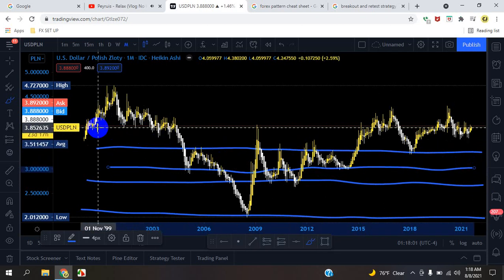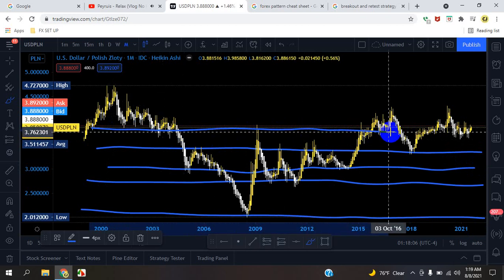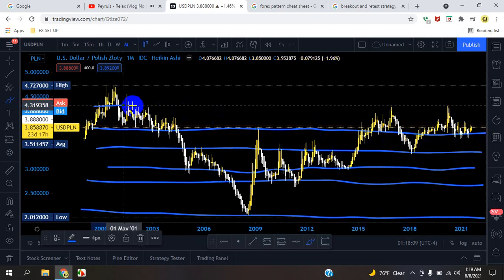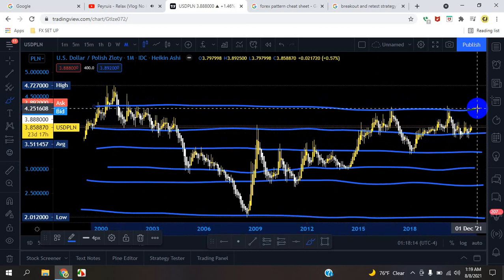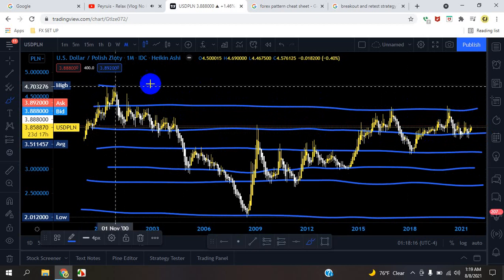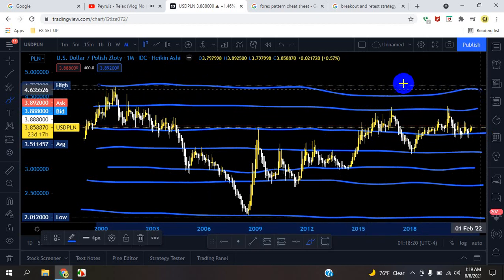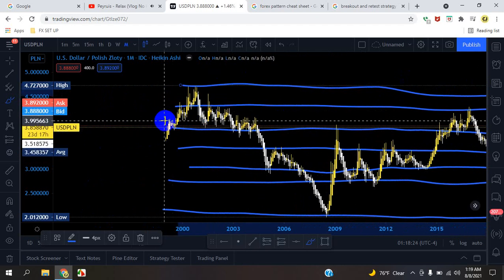And let's go another level up. And we got about another few more lines to go. And we have an area of higher highs here. So this is the final line. Okay, let's head over to where the price began back in 99.